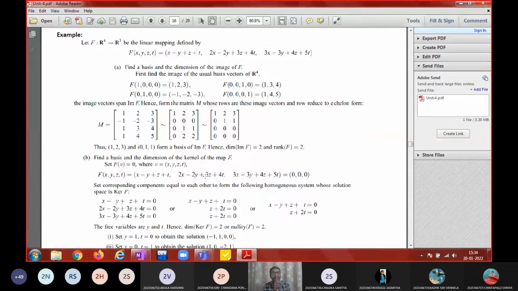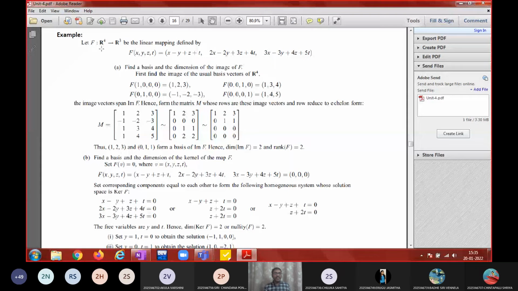What are e1, e2, ..., en? E1, e2, ..., en are the basis elements of V. Because this is a four-dimensional space, what are the basis elements of this four-dimensional space? (1,0,0,0), (0,1,0,0), (0,0,1,0), (0,0,0,1). Call these e1, e2, e3, e4.